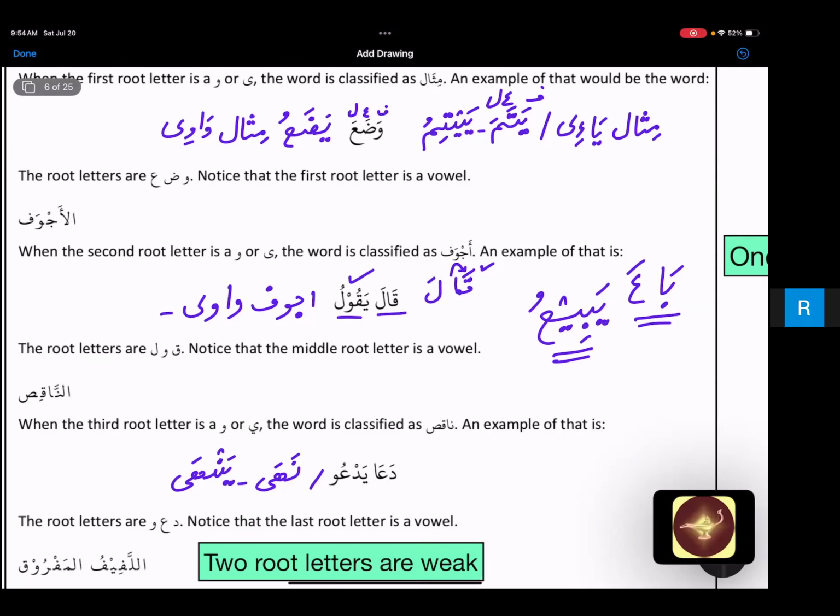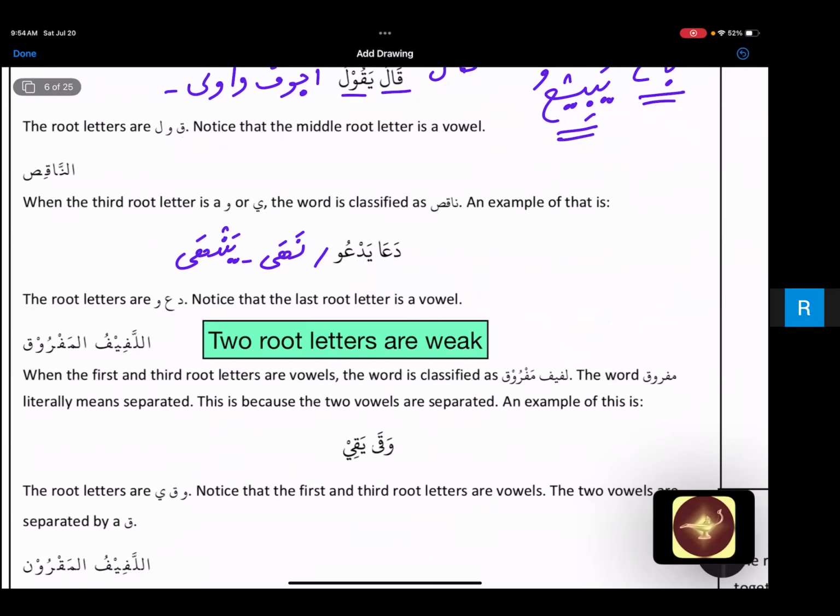Okay, then comes naqis. When the third root letter is either waw or ya, we classify it as naqis. So what does naqis mean? Incomplete. What is the siga in naqis? Naqis, ism fa'il, naqisun, fa'ilun. And then again, further, it could be naqis wawi or naqis yai.